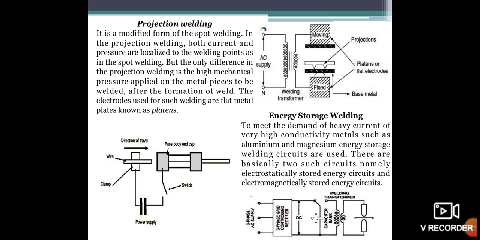The capacitor gets charged through the bridge rectifier. When the switch is put on the changed position, the capacitor discharge takes place, causing the formation of an arc between the two pieces. The pieces are heated up at the gap and fuse together. Thus the welding is obtained.